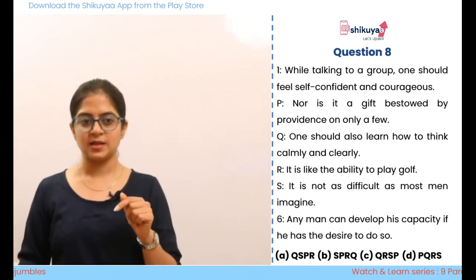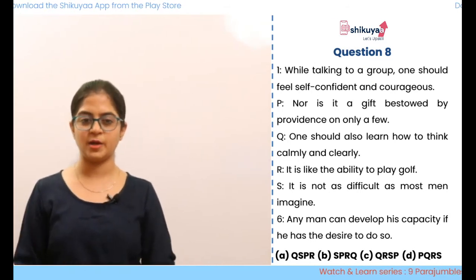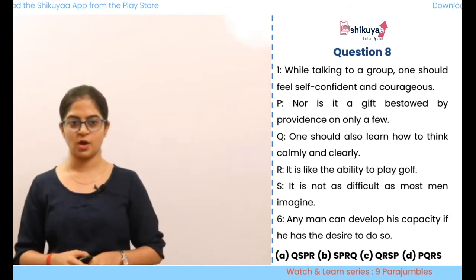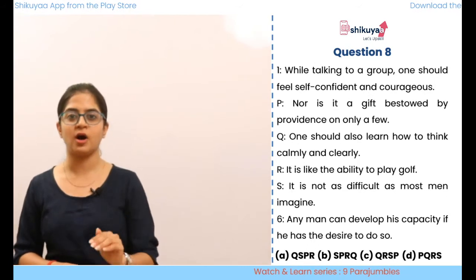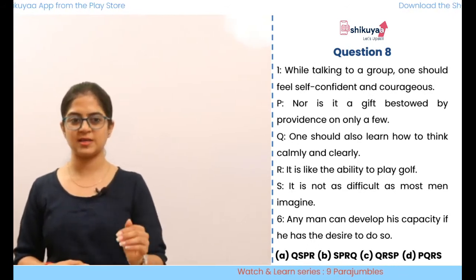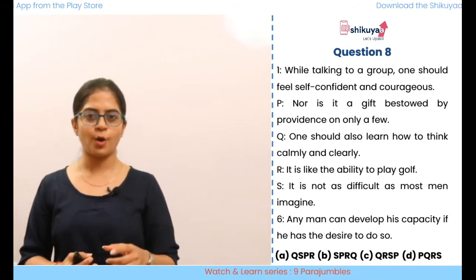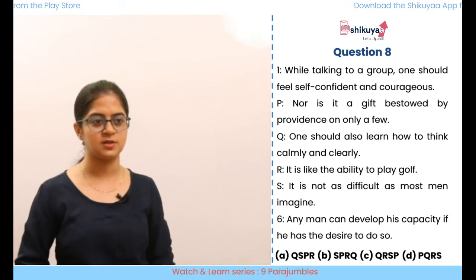It is like the ability to play golf. Any man can develop his capacity if he has the desire to do so. So option A is the most preferred option. This gives a logical sense over this paragraph. So option A is the correct one. The people who have selected A, congratulations.